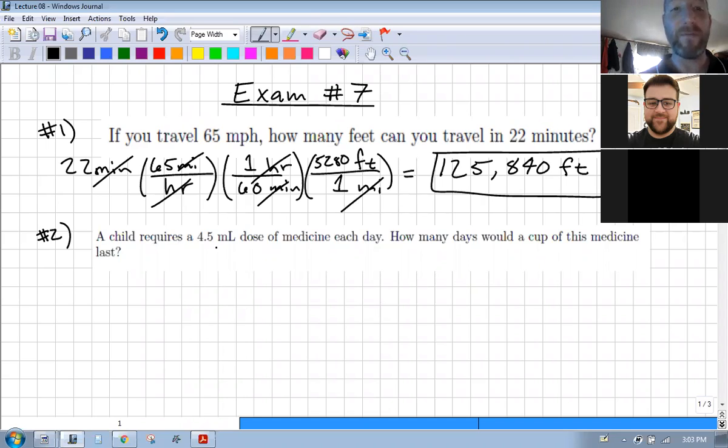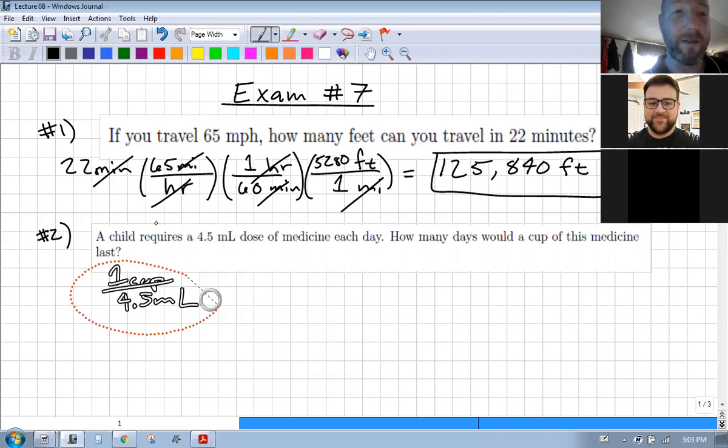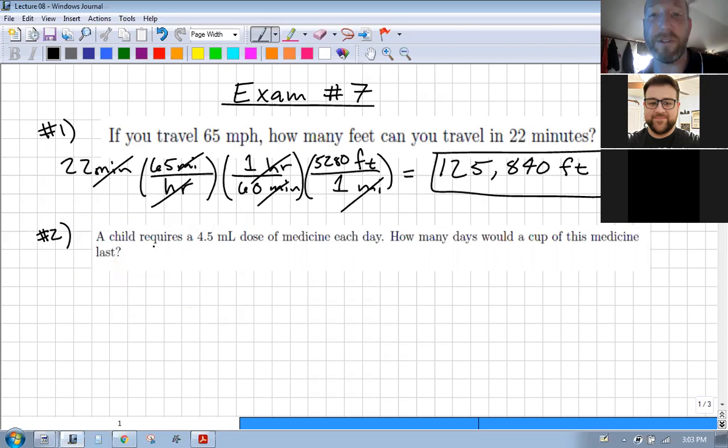Well, if 4.5 milliliters was a tenth of a cup, then it would last 10 days, right? So basically, we're just dividing 4.5 milliliters into 1 cup. Taking 1 cup, dividing it by that. That's what goes through your head if you try to do it in your head. But let's say it's more complicated where you couldn't just do it in your head. We could use the same principles as number 1.